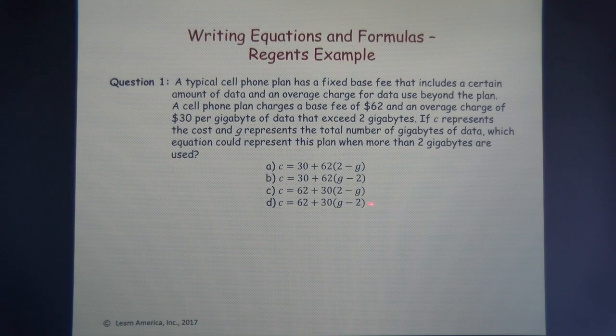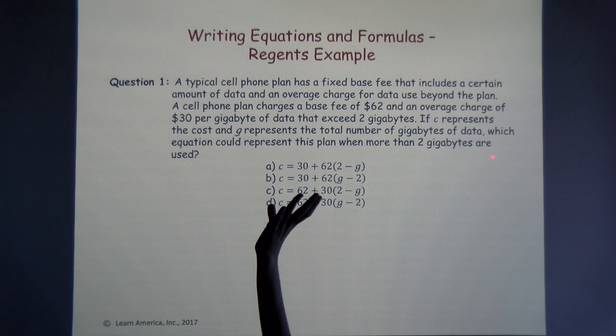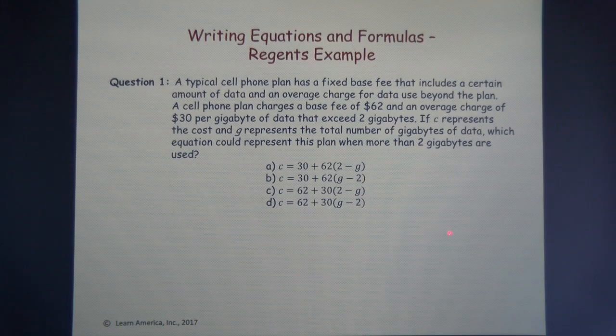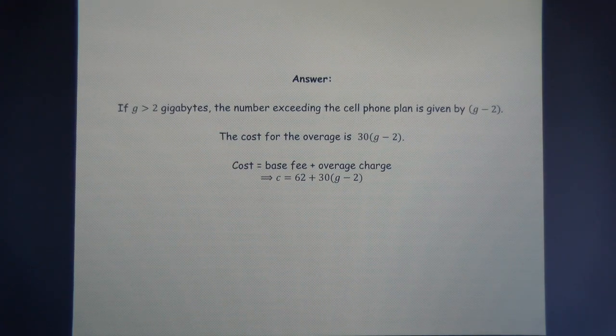And if you run into a problem and you're not sure whether to make it 2 minus G or G minus 2, put in a numerical example. You've got 2 gigabytes to start with. You've used 10. How do I find my overage? It's going to be 10 minus 2, or G in general minus 2. Daniel? D. I started with D. Okay. So let's take a look and see what they're doing in this case. The G again is greater than 2. The number that exceeds is G minus 2, and it's $30 per extra gigabyte. So the total cost is the base fee plus the overage charge.